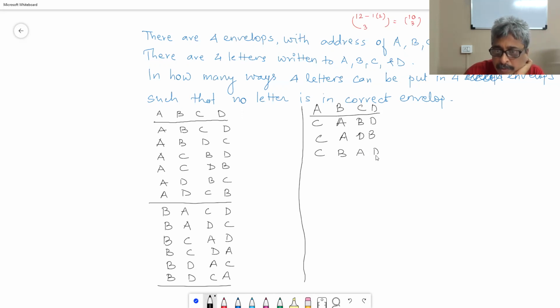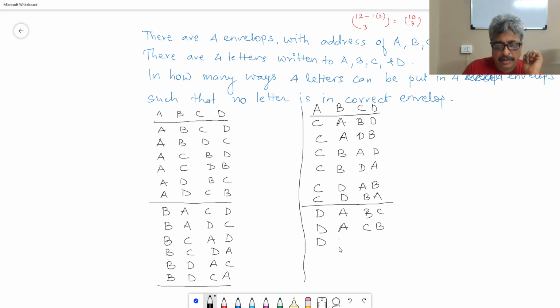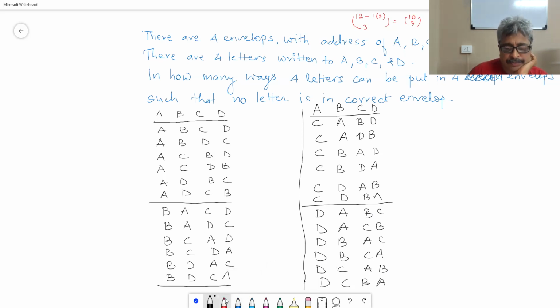C, B, D, A, C, D, A, B, C, D, B, A. These are the 6 more, and the last 6 will start from D: A, B, C, D, A, C, B, D, B, A, C, D, B, C, A, D, C, A, B, D, C, B. This is the last. Okay, now observe, pay attention on board.